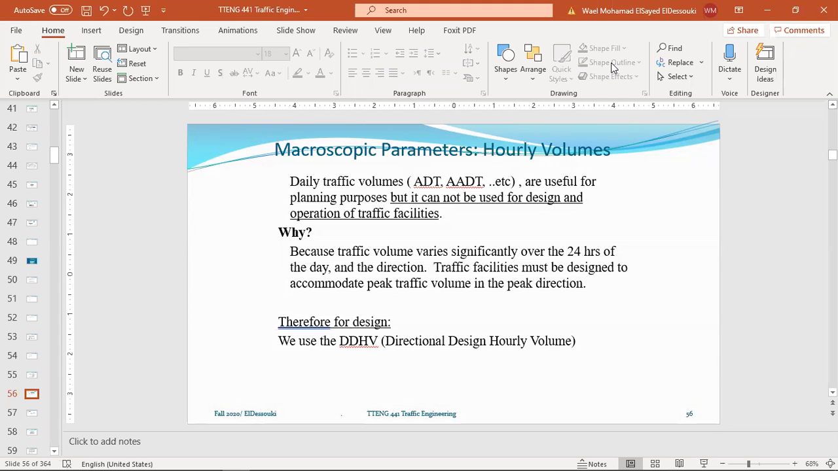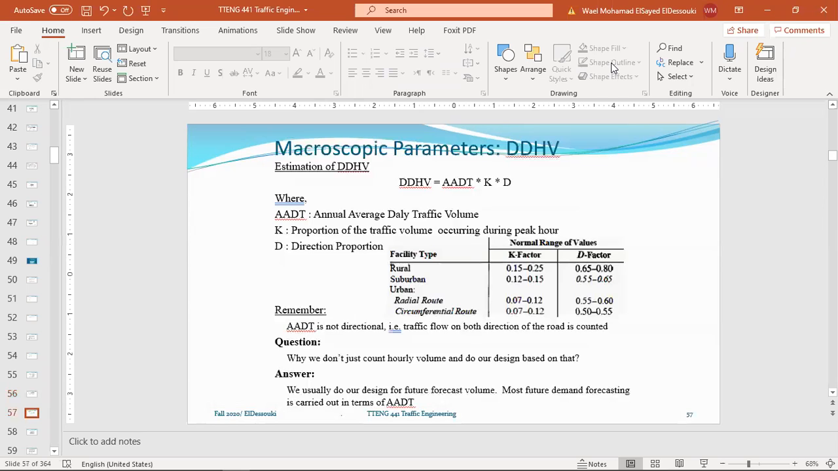Instead, we use the directional design hourly volume. The directional design hourly volume is derived from the average annual daily traffic volume by multiplying it by K and D. K is the proportion of traffic volume occurring during the peak hour. D is the directional proportion, or the directional split. The K and D are based on the location and type of the facility.